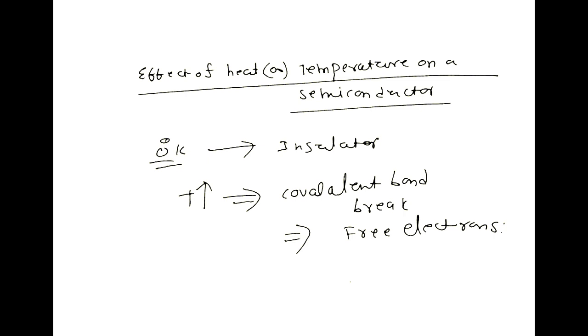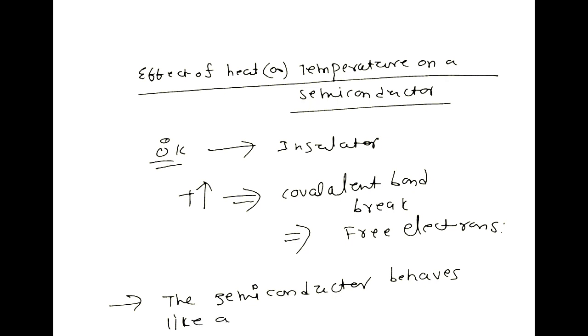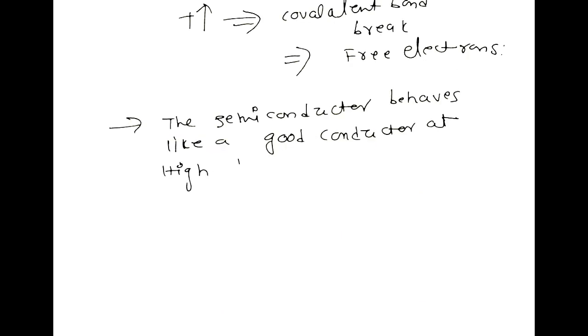As the temperature increases, more thermal energy is generated, so more electron hole pairs are generated. Hence a large number of free electrons are available for conduction. So the semiconductor behaves like a good conductor at high temperature.